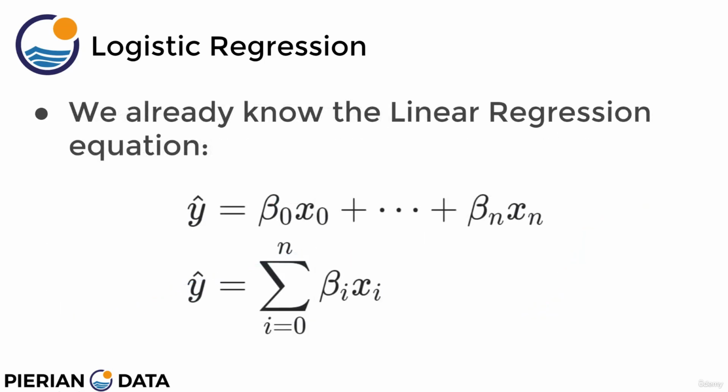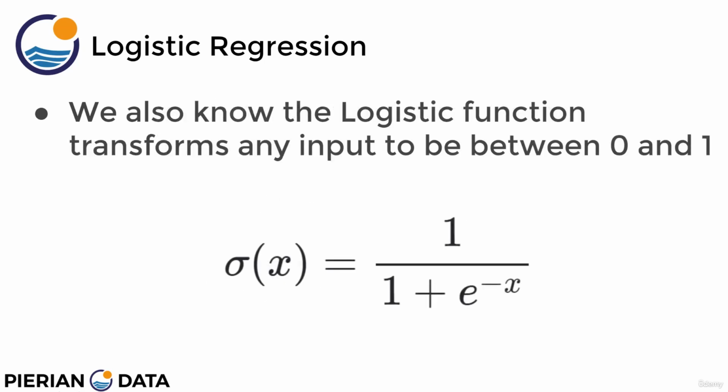Now we already know the linear regression equation. We derived it before, and it's essentially y hat is equal to these beta coefficients times the relevant feature variable. And we can see that we could just describe this in terms of sigma as a sum of the coefficient times that feature x. And we also know the logistic function, and recall that the logistic function transforms any input to be between 0 and 1, which is essentially exactly what we're looking for. We're looking for something that is going to output either a 0 or 1 or something in between that range that we could then treat as a probability.